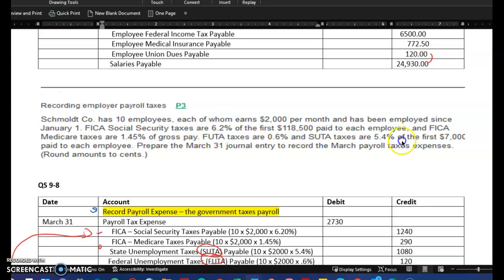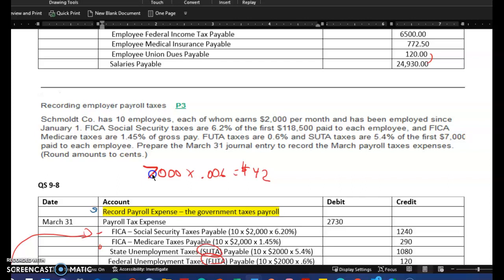So FUTA is always the first 7,000 in wages, and unless they tell you otherwise, it's 0.6%. Be very, very careful with 0.6%. Let me just reiterate that. 0.6% is 0.006. Okay? So 7,000 times 0.006, that's 0.6%, equals $42. So that's the most any employer would pay for FUTA in a year for any employee.